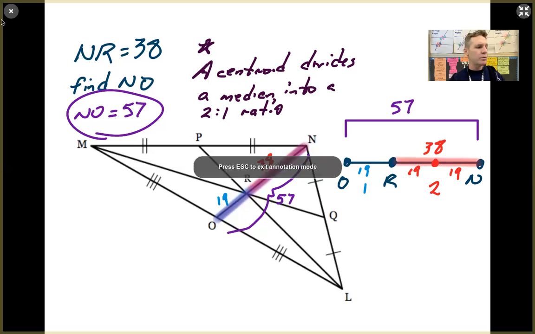Sometimes they're going to give you the longer side. Sometimes they'll give you the shorter. Sometimes they'll give you the whole line segment. So you have to figure out and break it into a 2-to-1 ratio. So if they give you one piece, you should be able to find them all.